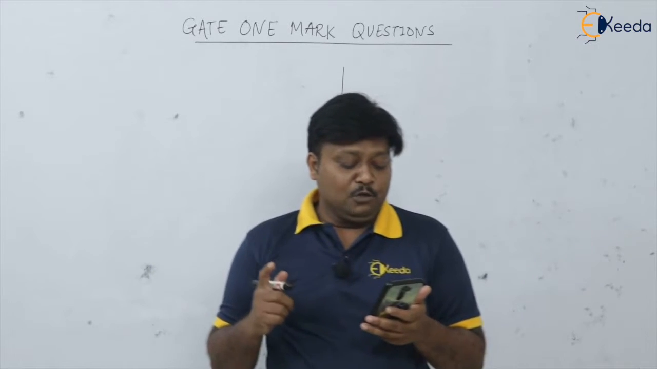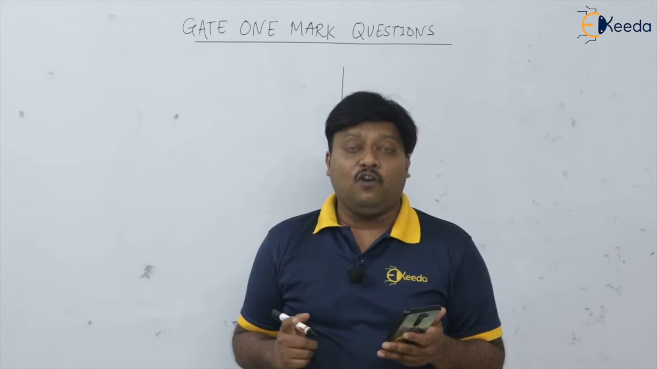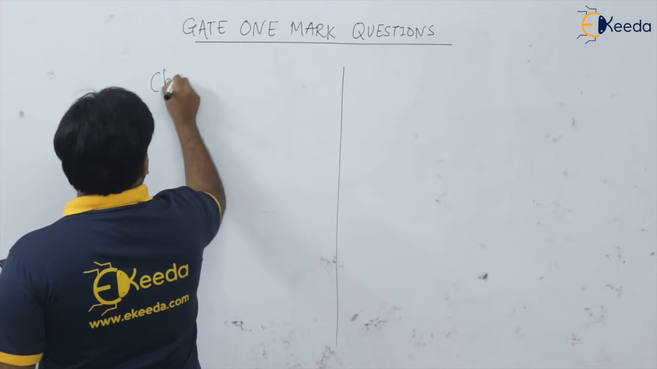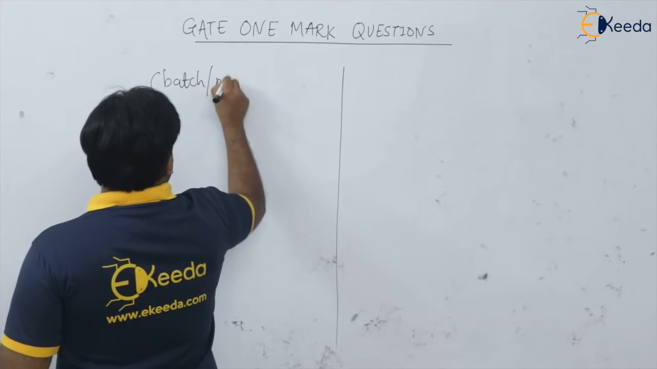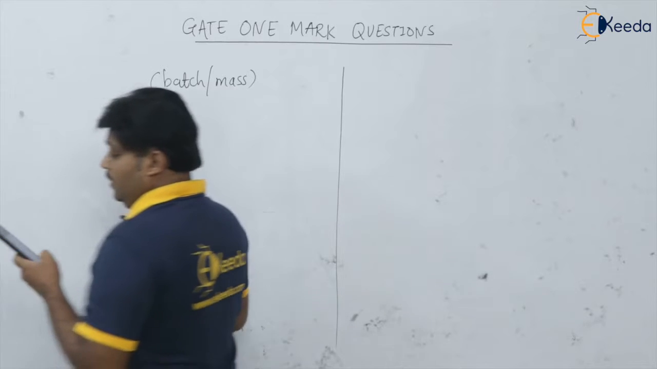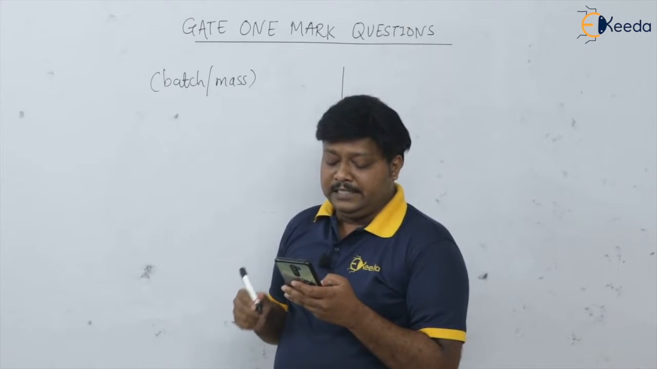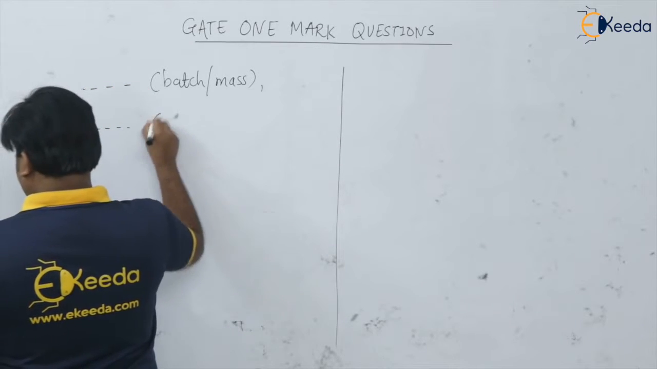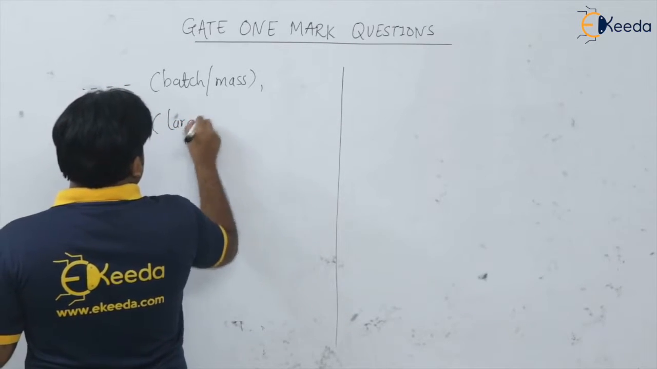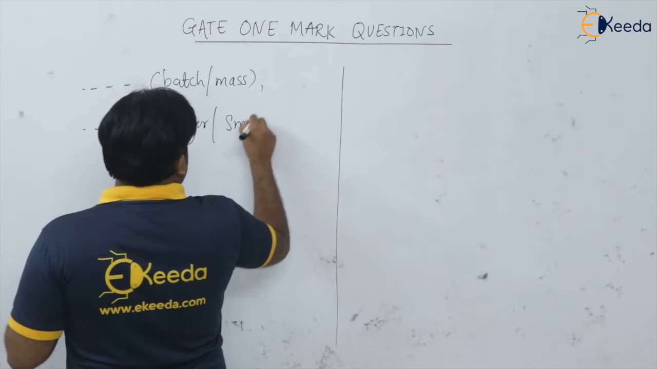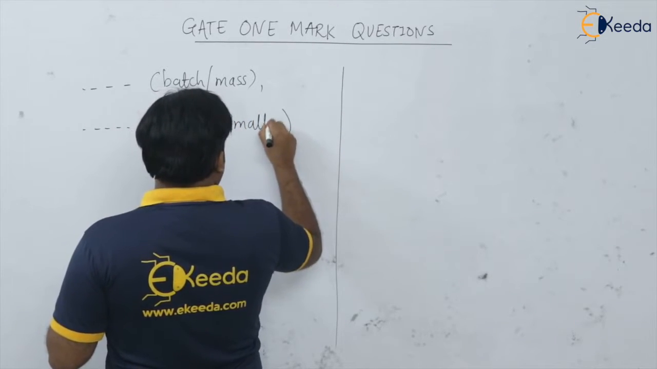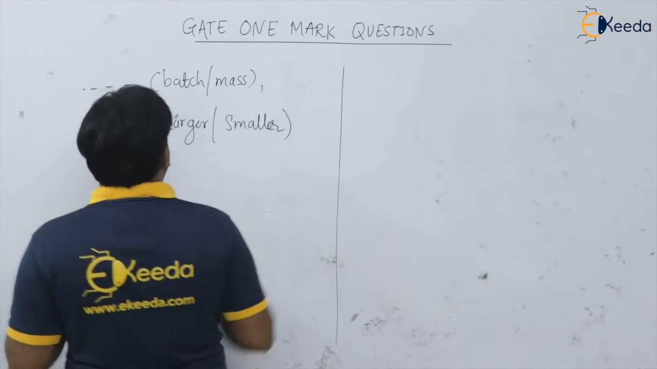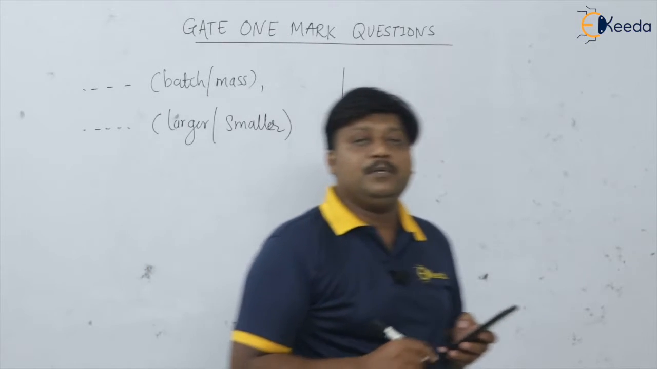The numerically controlled machine tools are better suited for batch, oblique, mass production because their setup time is dash dash dash: larger, oblique, smaller, in comparison with the special purpose machine.